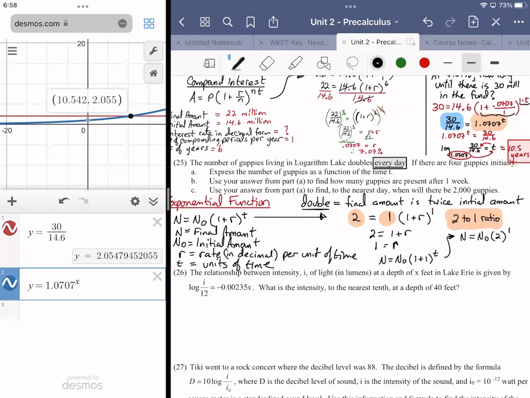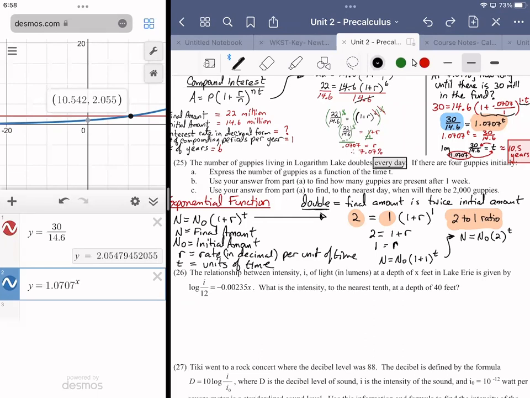I don't want to just tell you, oh, yeah, if you ever see double, just put a 2 in the parentheses. It'll always work. Yeah, it'll always work when you're given a problem where they ask you to double. But they're not always going to ask you to double. I'm going to tell you right now, I'm not going to always ask you to double.